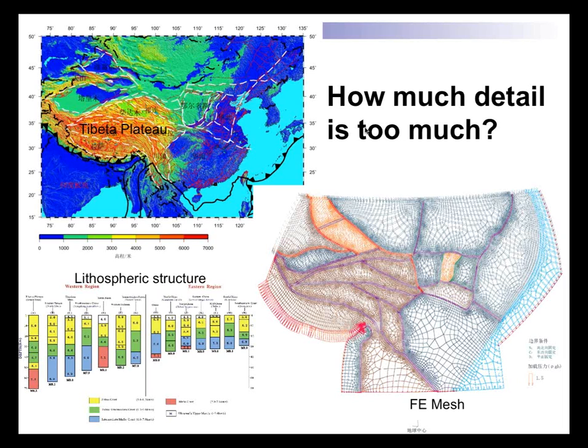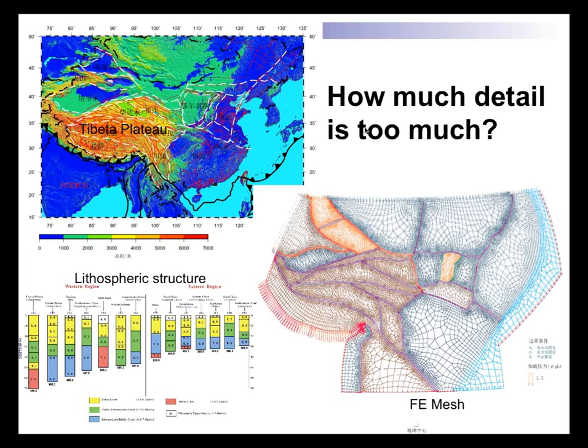The idea for this model is to try to understand the driving force for the diffuse deformation in the Asian continent. This model was set up by one of my Chinese colleagues, a young scientist who has a PhD in applied mathematics. And so I thought that's where we can start this conversation.